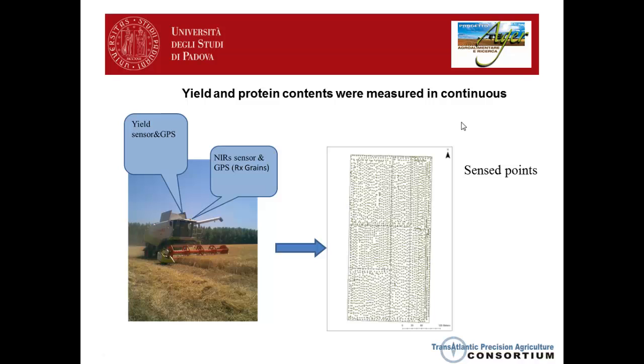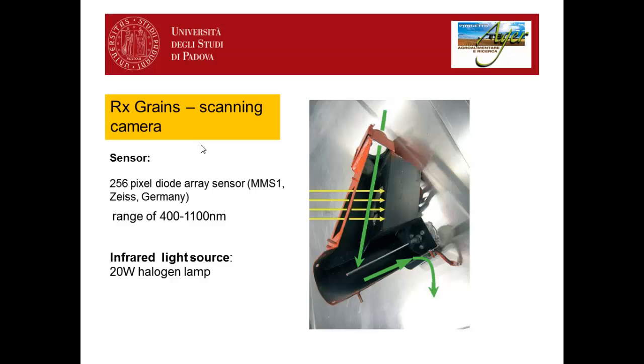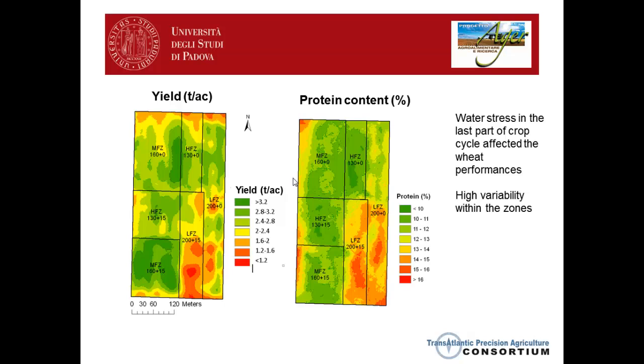Our combine has a yield sensor, and we have a patent of a sensor which is able to measure crude protein content. So we can have an idea not only of wheat yield, but also of the protein content and of the nitrogen uptake. So we are able to make estimations of nitrogen surplus and nitrogen efficiency. This is our sensor. It's based on near-infrared technologies, and it works very, very well. So we are very happy.